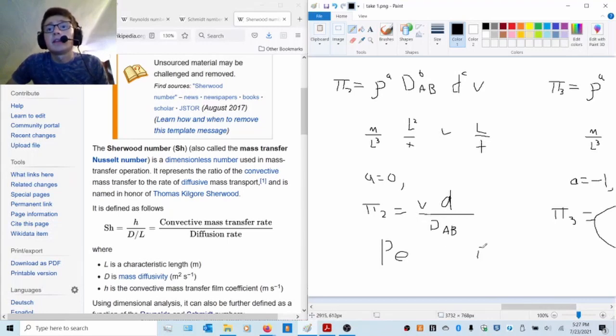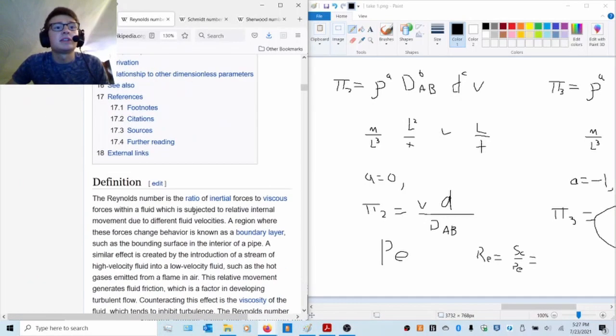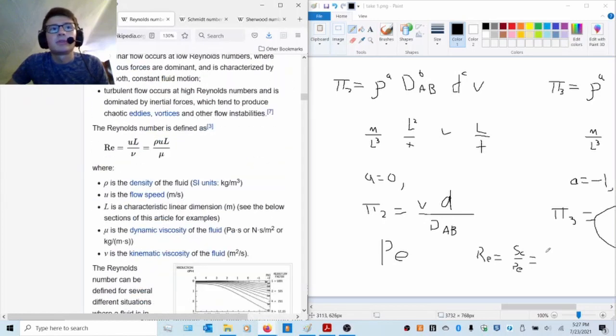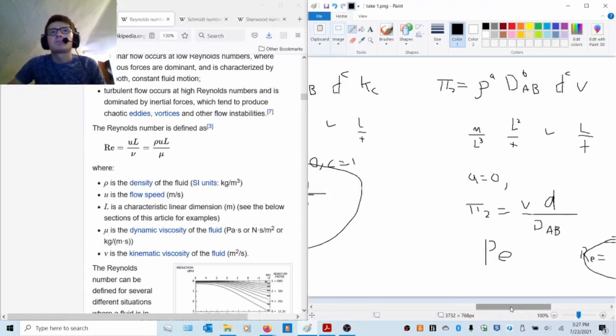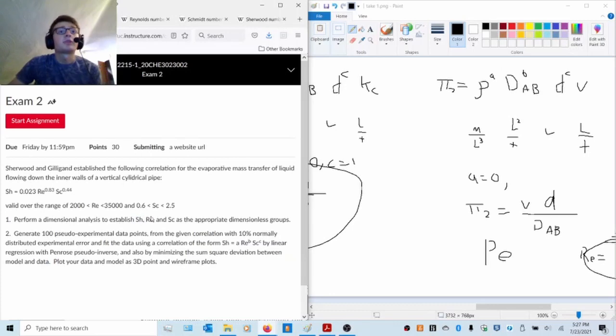But, interesting fact, the Reynolds number is equal to the Schmidt number divided by the Purcell number. So if we were to do all the math, we would end up seeing that the Reynolds number is going to be equivalent to, there it is, the density times the velocity times characteristic length. Now in this case, the characteristic length is going to be the diameter, all over the viscosity. That would be pi 2 divided by pi 3. So I'll write that in. Pi 2 over pi 3. So now we have just proven that the Sherwood number, the Reynolds number, and the Schmidt number are the appropriate dimensionless groups for this problem.